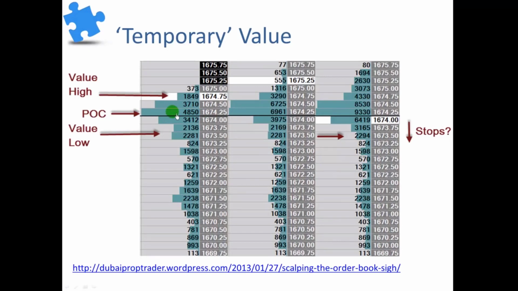And we tend to just rotate from cheap to expensive around that point of control. Now the visual characteristic of this kind of temporary value area is a bulge or a D shape in the volume profile. So we've got this bulge here. The more symmetrical that is, the better that area will be and the more reliable it is to trade.